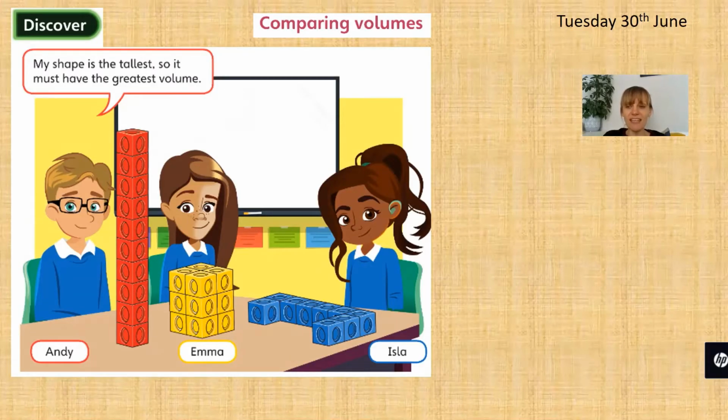Hope you got on okay yesterday learning a little bit about volume. Today we're going to be comparing volumes to see how they compare to one another. So we've got 3 children on our Discover. We've got Andy, Emma and Isla.